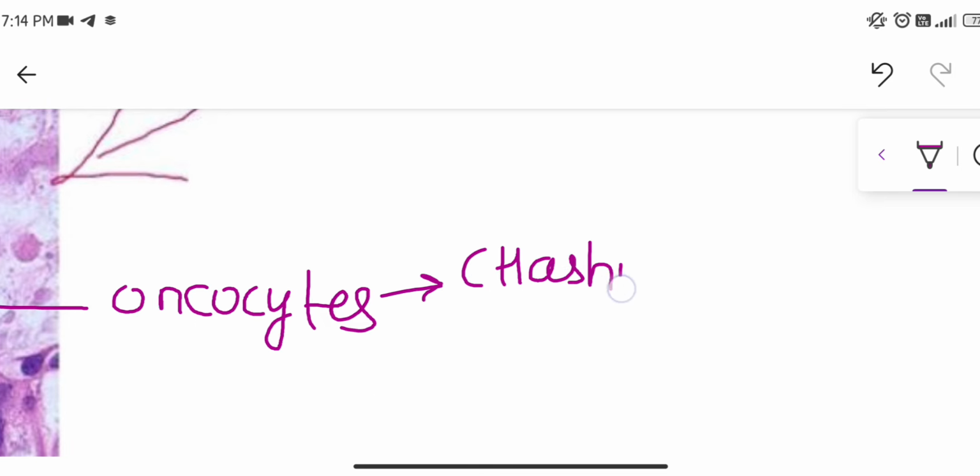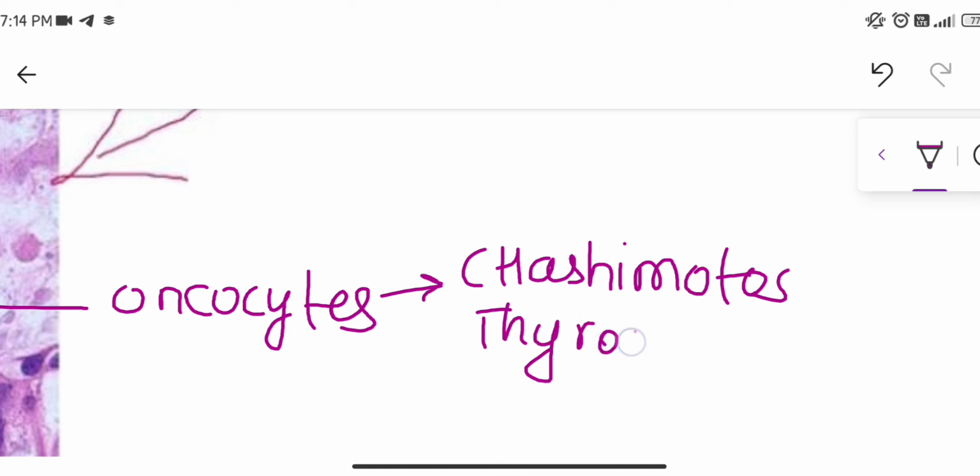Hashimoto's thyroiditis. This is another MCQ.